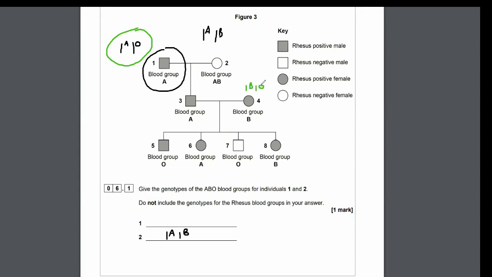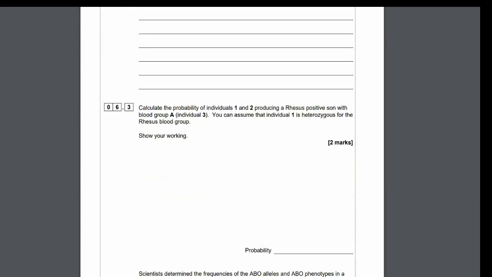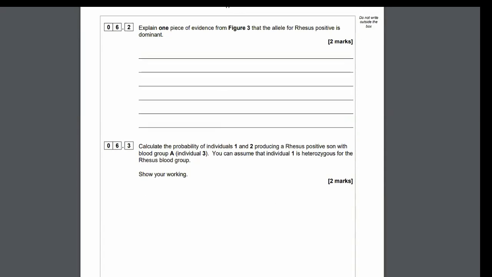So they must be IA IO, because that will tell us that the person with blood group B there must have got the O from the father and the B from the mother. So yeah, there we go. A long way round, but they're IA IO and IA IB. Explain one piece of evidence from figure 3 that the allele for rhesus positive is dominant.